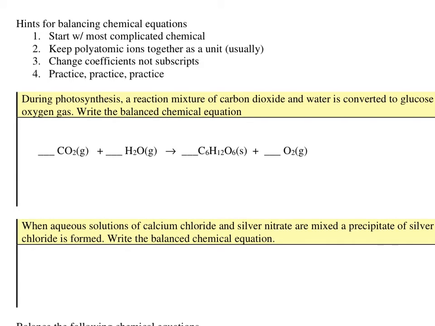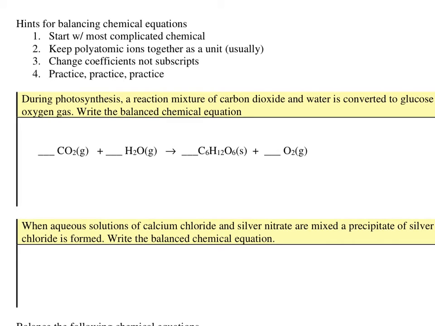There are some hints that tend to make things easier. In general, you want to start with the most complicated looking chemical. Balance each of the elements within this chemical and then go on. In general, keep your polyatomic ions together and count them as a unit. And you can only change the coefficients in front of the formula, because if you change the subscripts, that's changing what that chemical is. It's changing the identity of the chemical, a no-no. So you only change the coefficients in front of these chemical formulas.